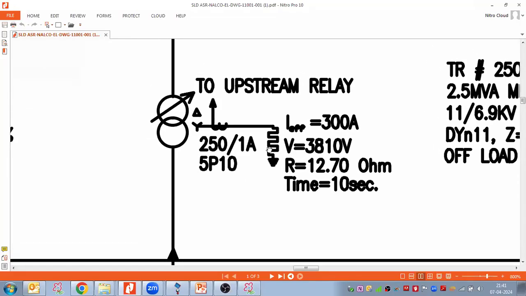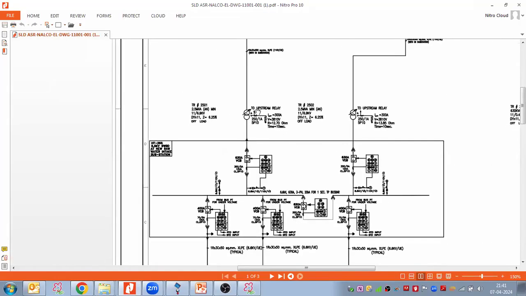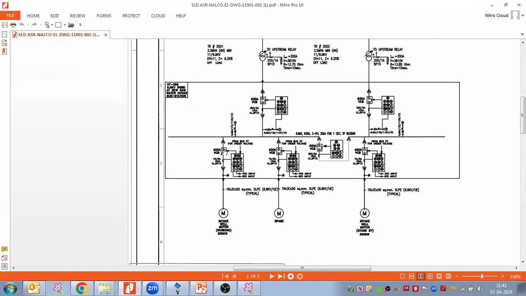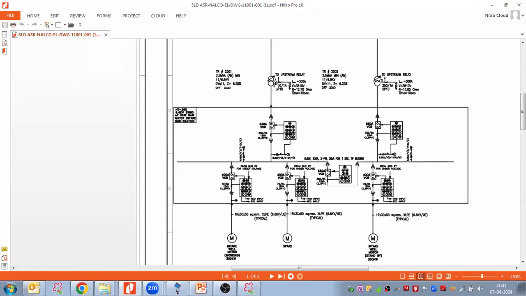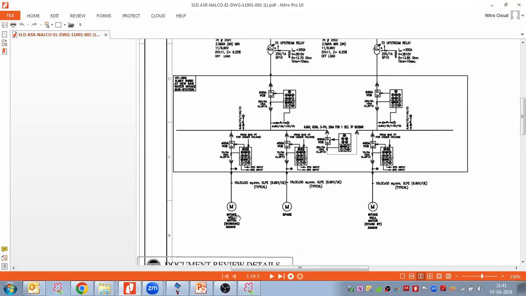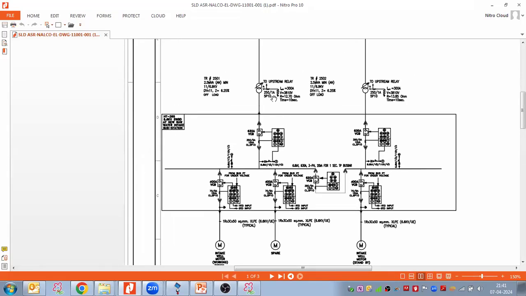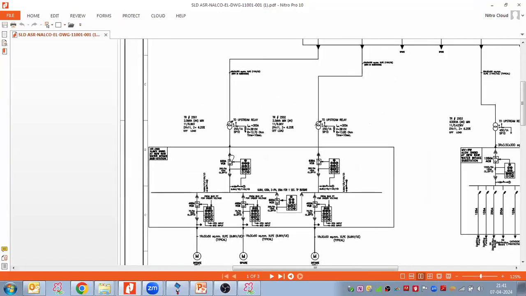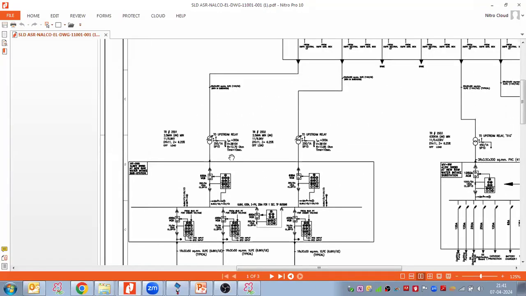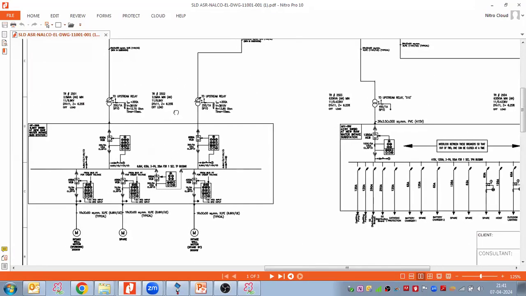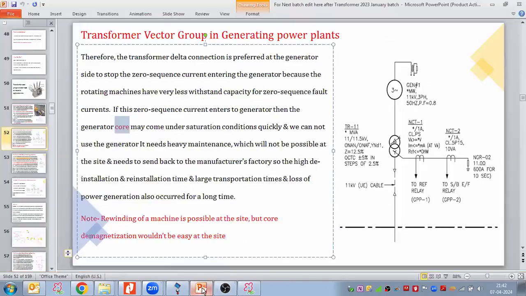So why have we taken this NGR over here? Because this transformer is connecting to a bus bar and feeding the motors, so the transformer is very close to the motor. In order to protect the motor core, we are putting the NGR. Or this particular company who prepared this single line diagram put the NGR. The same concept we can relate with the generator NGR.